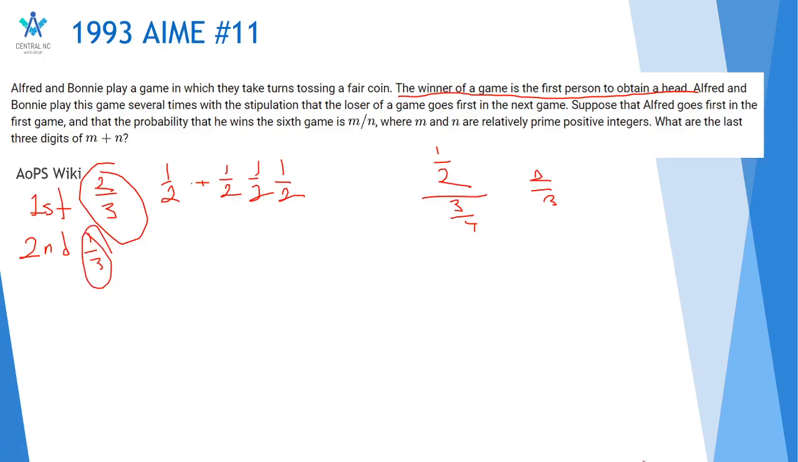So let's try to do some recursion here because it seems natural with the amount of games in the calculation here. So let's say we have A sub n be the probability that Alfred wins his nth game. So the probability, obviously, A1 is equal to 2/3. We know that.